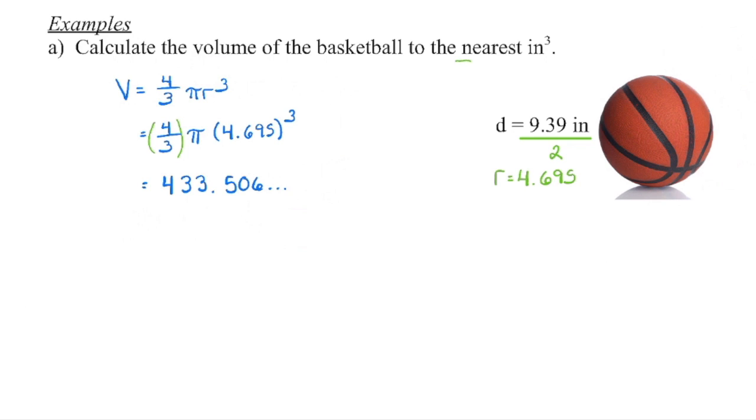But this particular question wants us to round to the nearest cubic inch, so we can see we're going to round off to this place. The number after is 5, so that's going to bump up this 3 to a 4, and we always use cubic units when we're dealing with volume, so we're going to have 434 cubic inches.